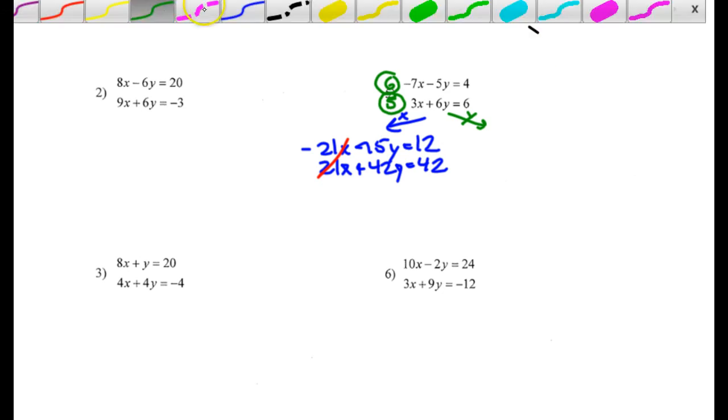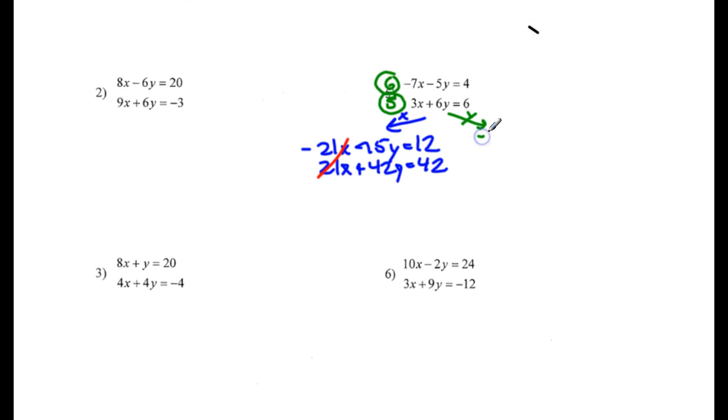Okay? So, let's multiply it out. 6 times negative 7x, negative 42x. 6 times negative 5y, negative 30y. Equals 6 times 4, 24. Now we're going to do something different to the second one. We said we're going to multiply the second equation by 5. So 5 times 3x is positive 15x. 5 times positive 6y is positive 30y. And then 5 times 6 is 30.